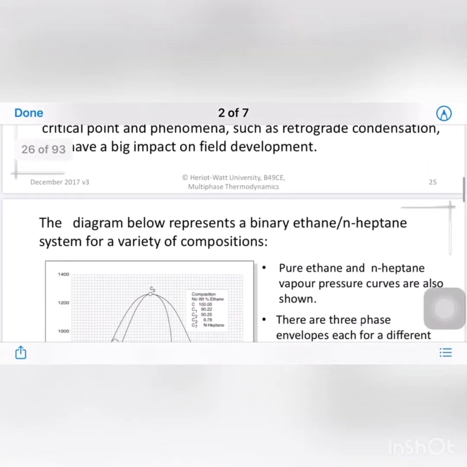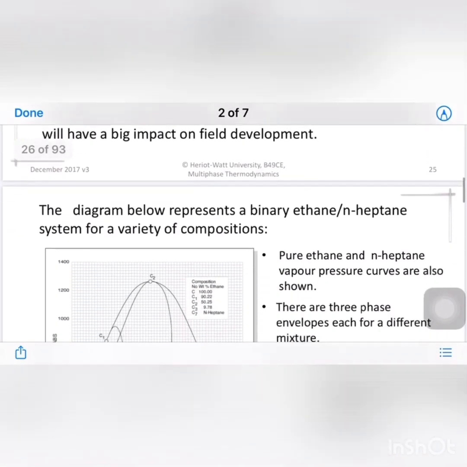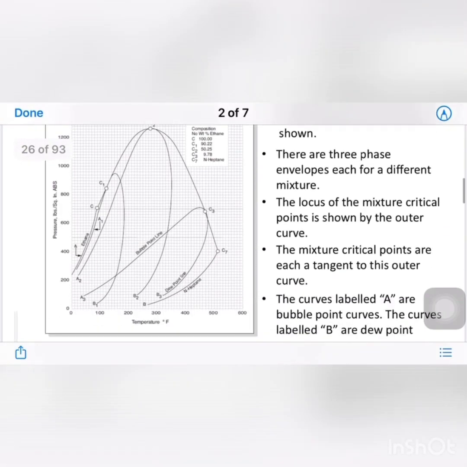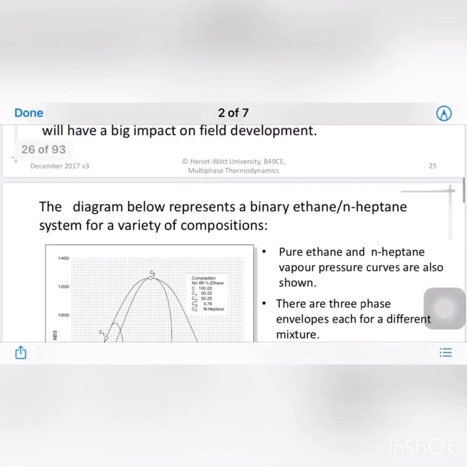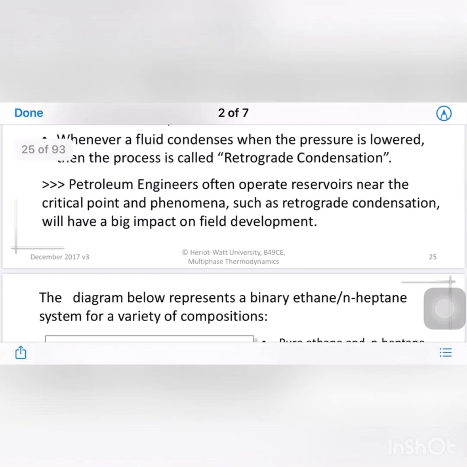Please review these sections. In the next video, I'll try to finish the first section and start the second part, partially miscible liquids. Okay, good luck.